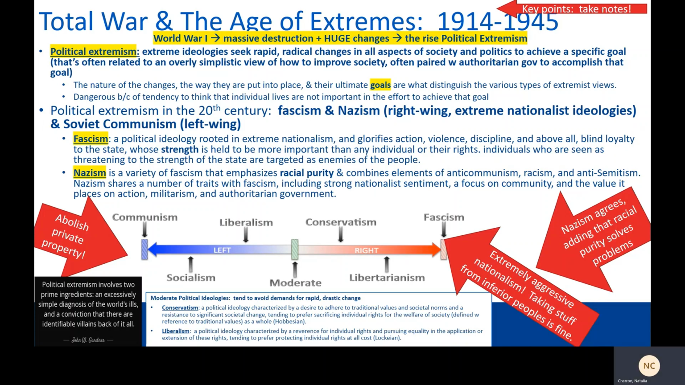These are kind of complex ideologies, so I'm going to give you the long definition and then a shorter way to remember what they are and how they're different from one another.